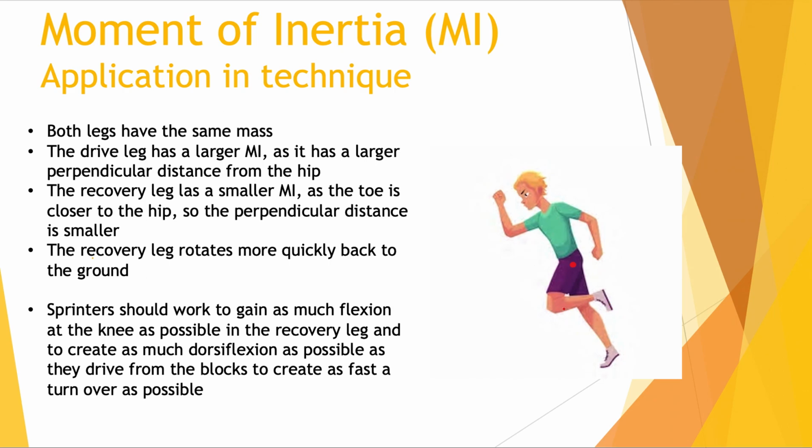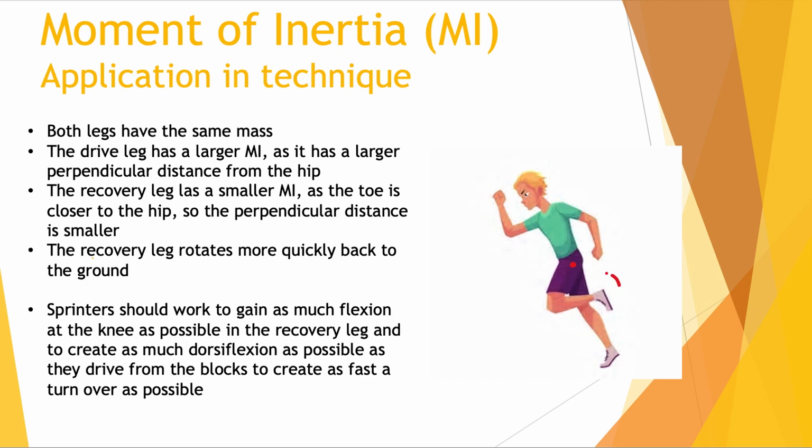And what that means is the recovery leg rotates around the axis much more quickly. And it does so with a smaller muscular effort, a smaller eccentric force. So sprinters would work to gain as much flexion at their knee as possible and as much dorsiflexion at the ankle as possible in order to reduce the perpendicular distance as much as possible, in order to reduce the moment of inertia and therefore the required force.